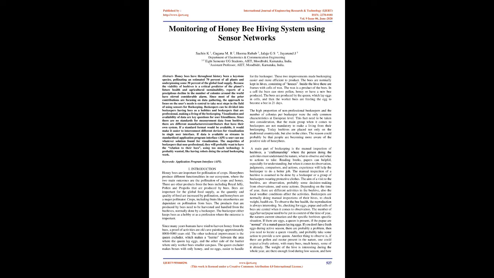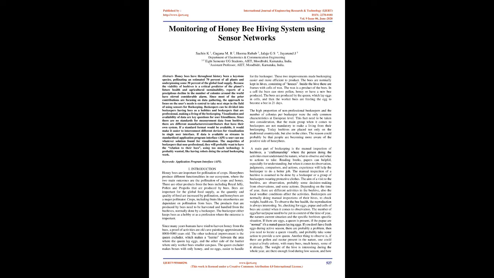The bees are normally kept in hives, consisting of houses. Inside the hive there are frames with cells of wax. The wax is a product of the bees. In a cell the bees can store pollen, honey, or have a new bee produced. The bees are produced by the queen, which lays eggs in cells, and then the worker bees are feeding the egg to become a bee in 21 days.